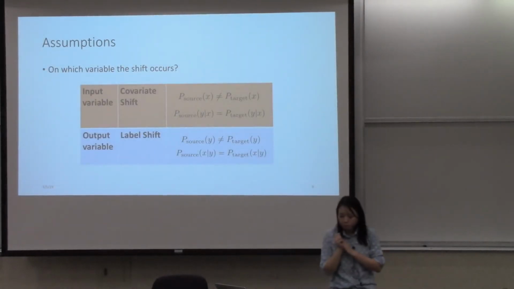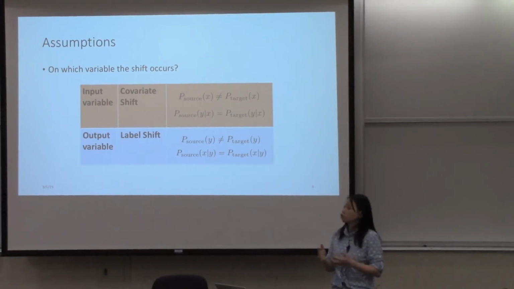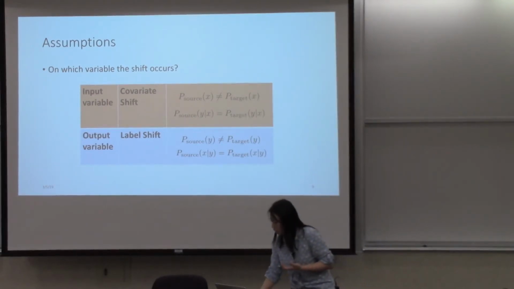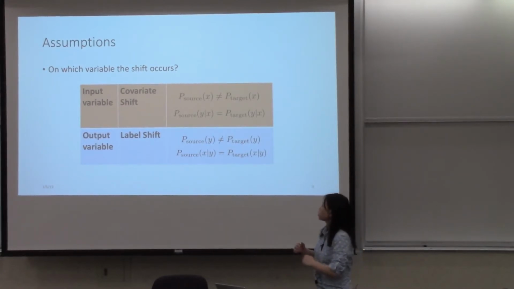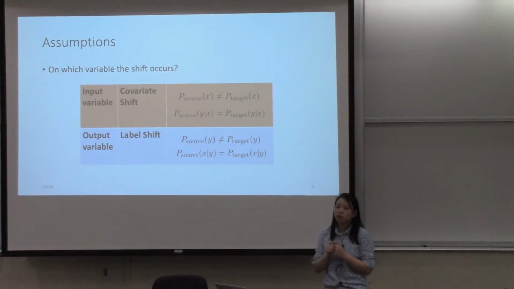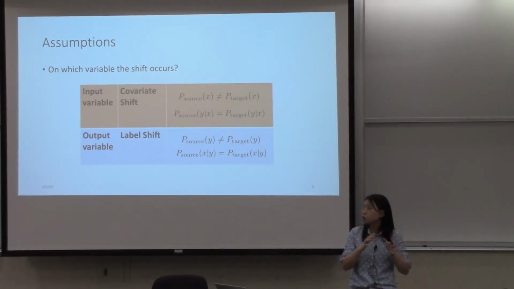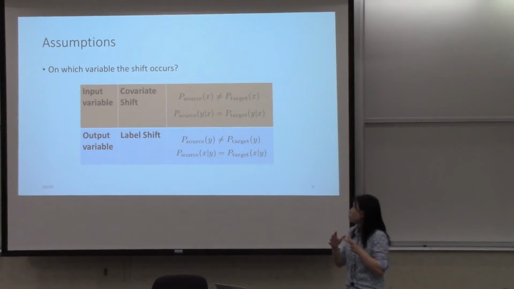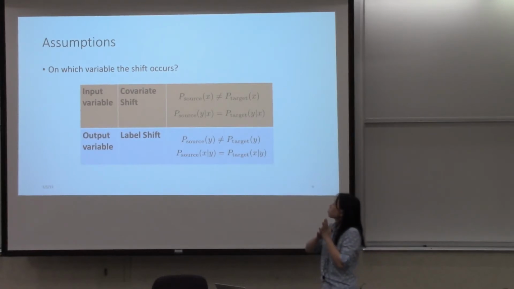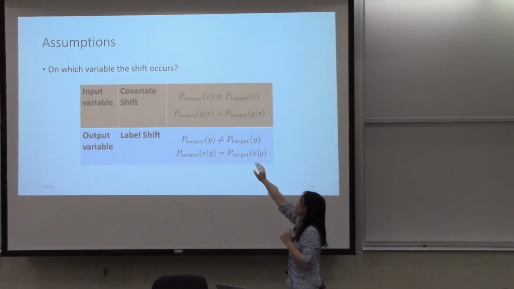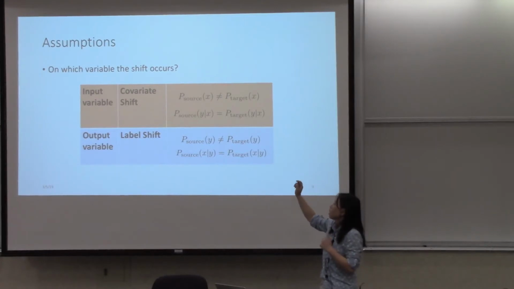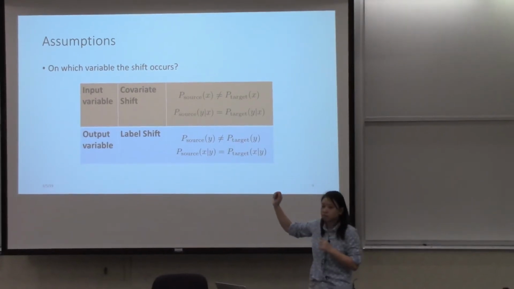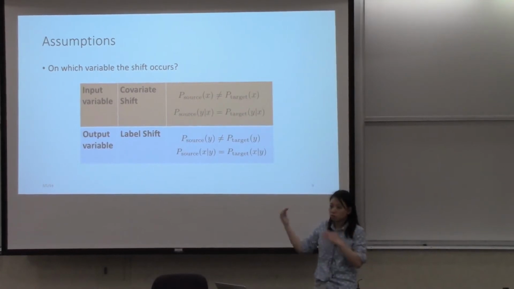So depending on what kind of shift you have, this problem of importance weighting can be reduced to different formulations. For example, if we have a shift only in the x, which is the input variable, then it's called covariate shift, where the assumption is that the shift only happens in the x variable. P source of x is not equal to P target of x. However, the y given x, the conditional label distribution, is still the same.